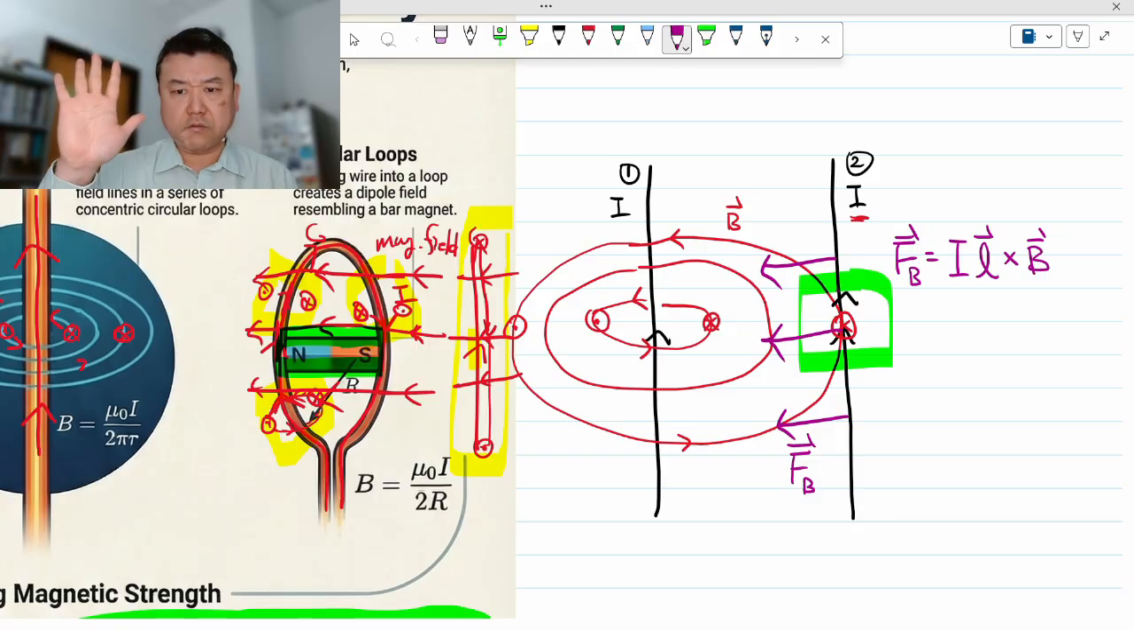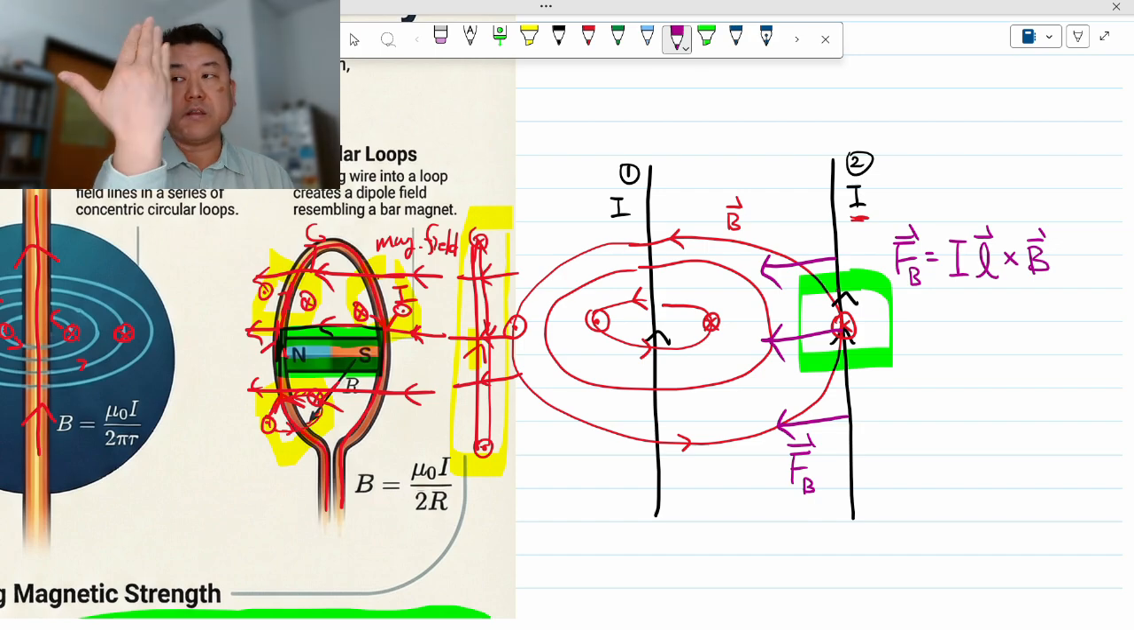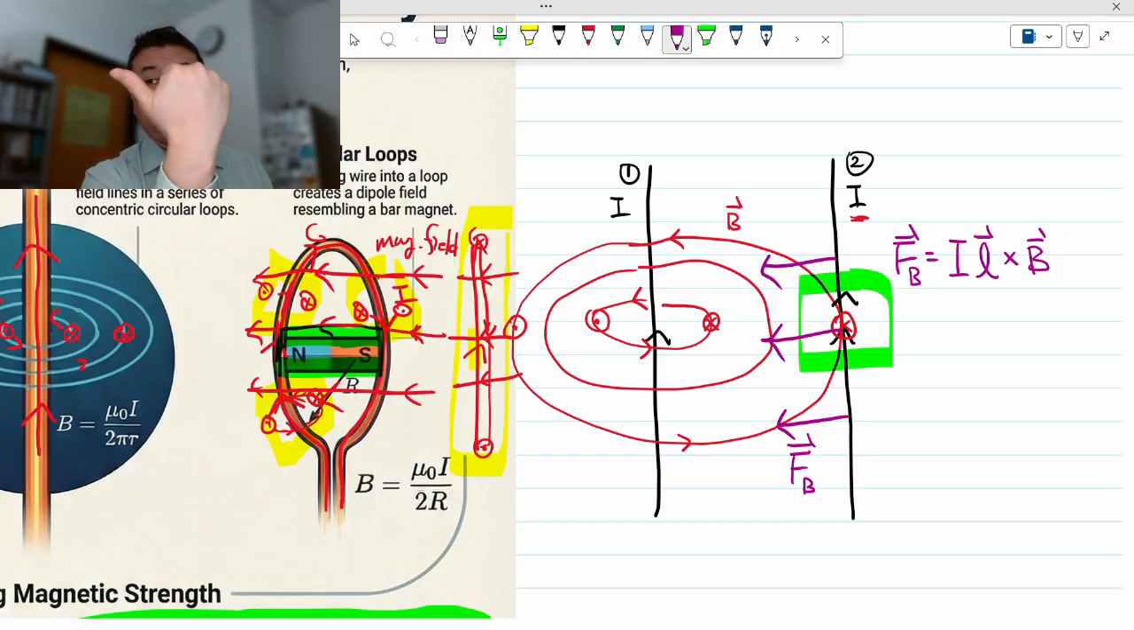And my version of the right hand rule is you orient your entire hand in the direction of the first vector, IL, and you orient it until you can bend your fingers in the direction of the second vector, that's a magnetic field pointing into the screen.